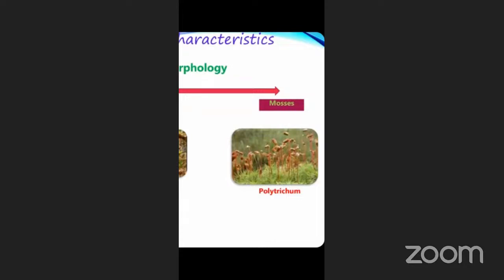The patch-like structures are easy to remove. You can see them on old walls, mainly in villages. Nowadays in cities, people construct in cement, but in villages the walls were constructed with mud, with clay only. So in the rainy season, the clay is very suitable for bryophytes to grow. That we call bryophytes, meaning mosses or Bryopsida. Example, Polytrichum and Funaria. That is it.